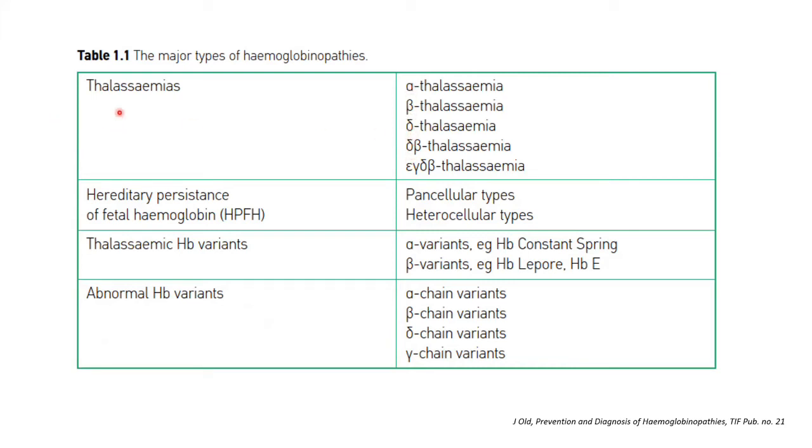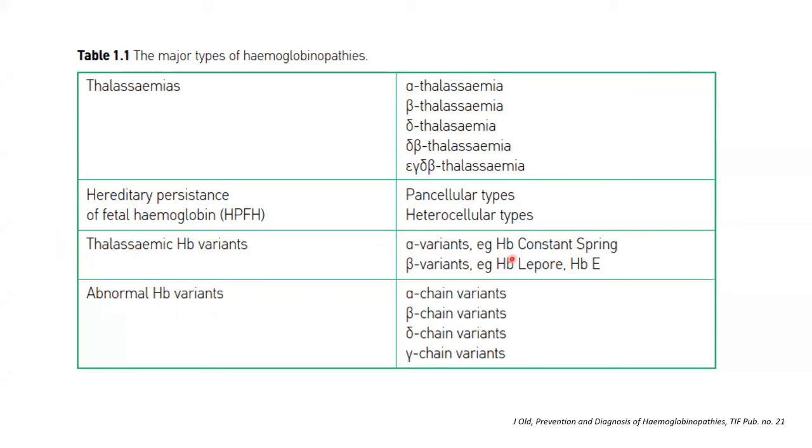So thalassemia is usually a quantitative defect in a structurally normal globin gene, whereas hemoglobinopathy should be restricted to denote abnormal hemoglobin variants. In between, you have the hereditary persistence of fetal hemoglobin, and then you have something known as thalassemic hemoglobin variants, also known as thalassemic hemoglobinopathies. These are quantitative defects in structurally abnormal globin chains.